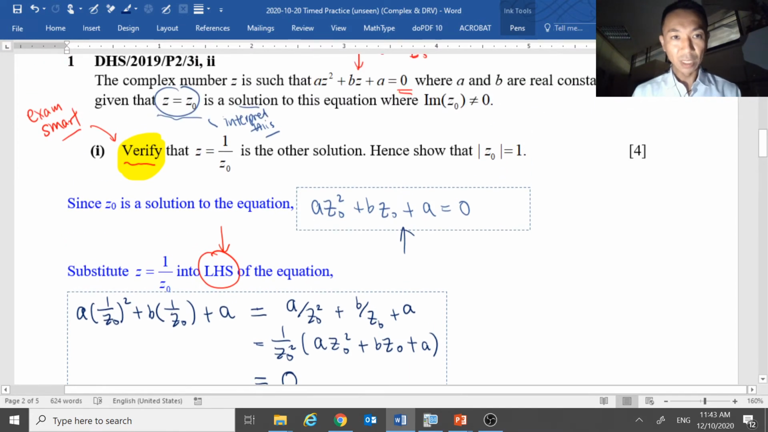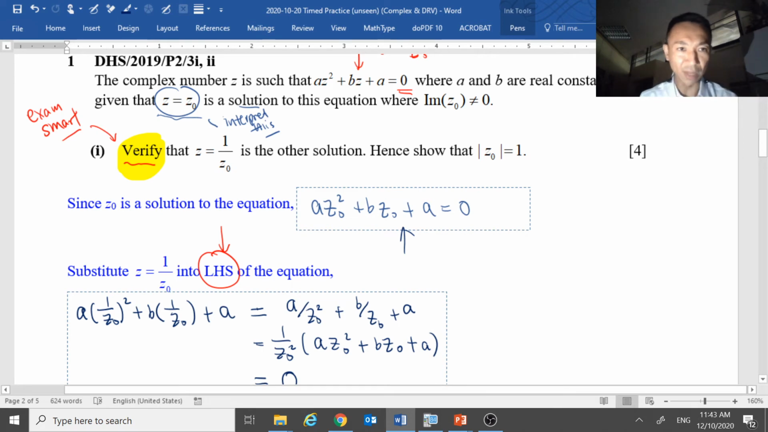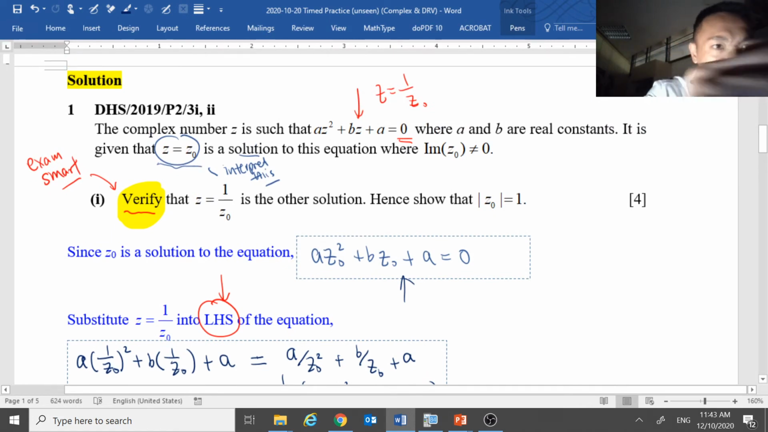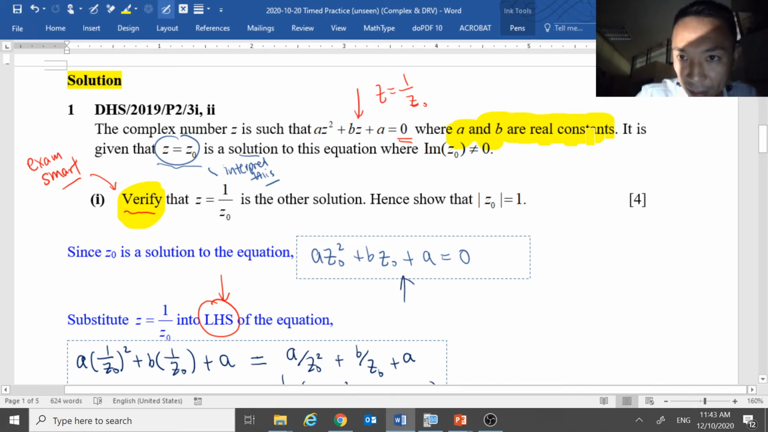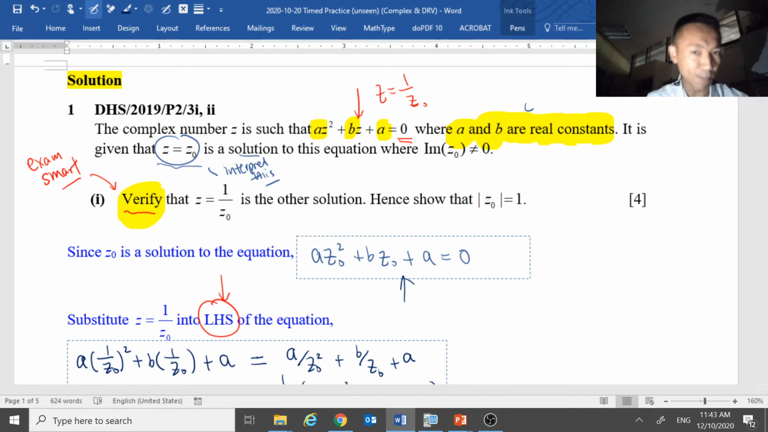Now, this would suggest that we want to use the polar form or something. But there's not many things to play around with. All you are given is this is the other solution, and then hence. You need to make use of this to hence show this. What are the clues? You must learn that for complex numbers, the clues often lie here. This is what you need to look out for. Where your coefficients are real, you've got to suspect something, you've got to make use of that.